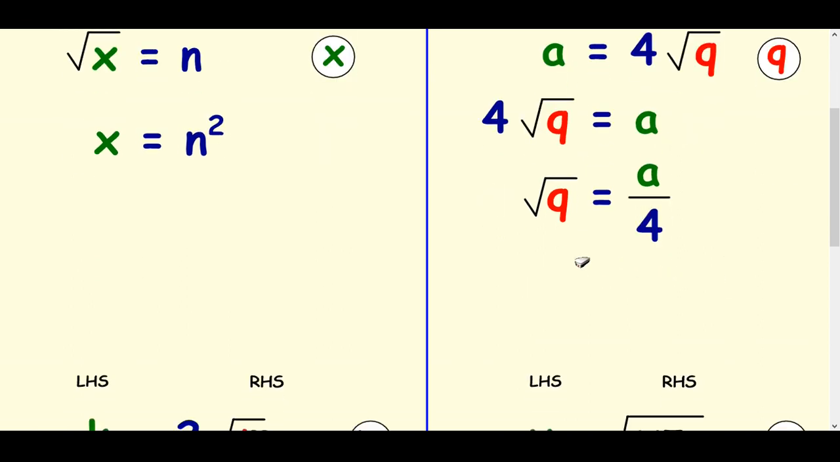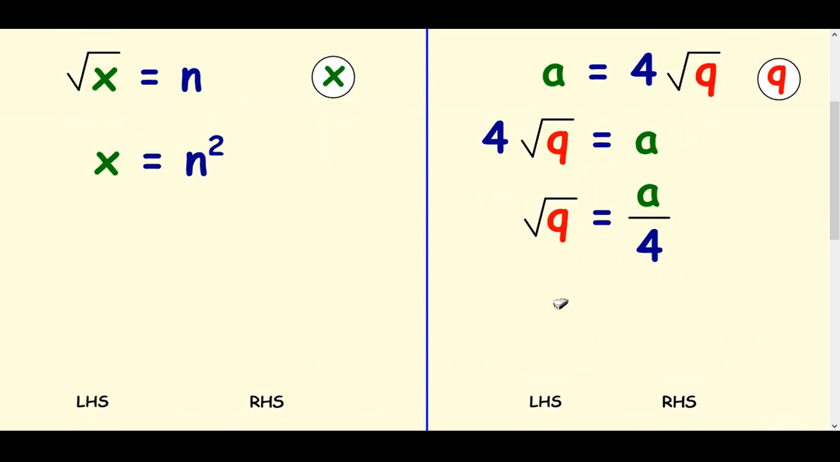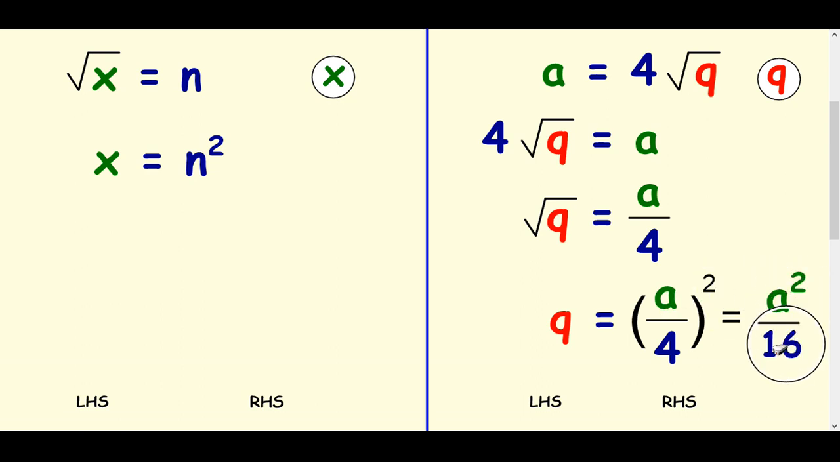And then to finish off, I'm in this situation here. To get q on its own, you want to square all of the other side. Now, you can write it like that in a bracket. That means you're squaring all of the other side. But you could take it a wee step further, and you're multiplying that by itself. So it would be a over 4 times a over 4. And you could write that as a squared over 16. This would be correct, but that's a better simplified version of the formula. Q equals a squared over 16.